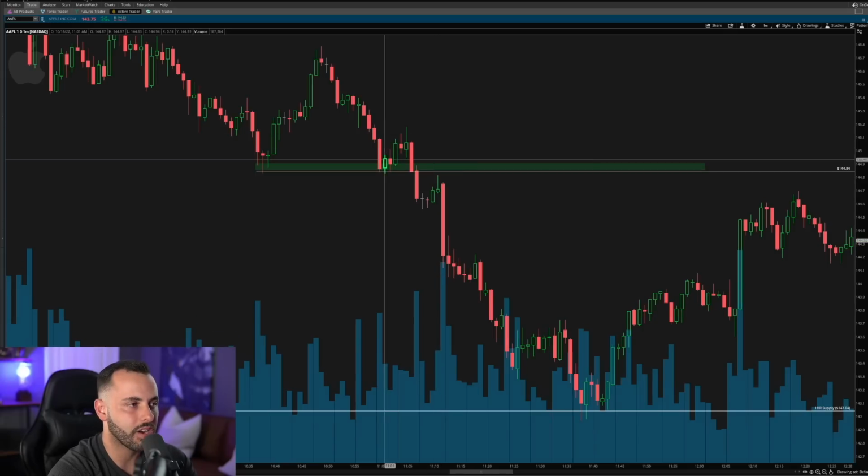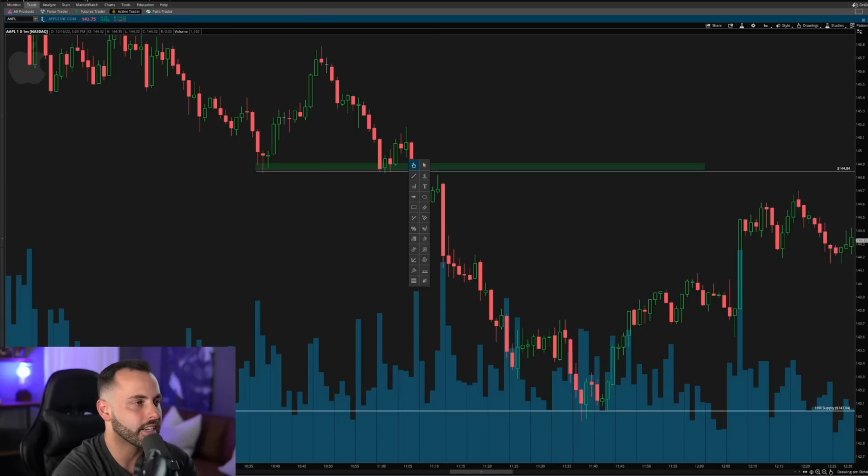I want to see it try to do that pop back to the upside, and I want to see it fail. If it can fail that push back to the upside, turn that previous low into a rejection point, then I like that for a trade, and I like that for confirmation.